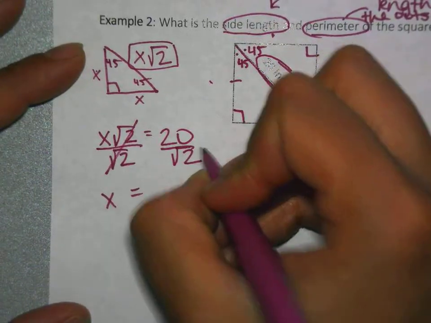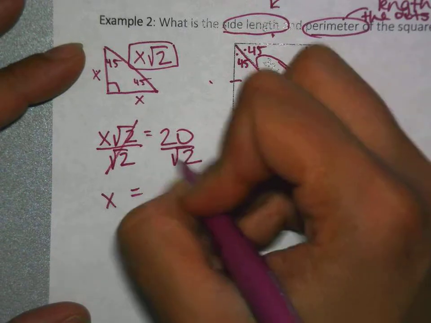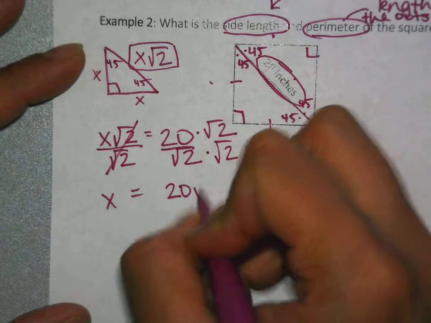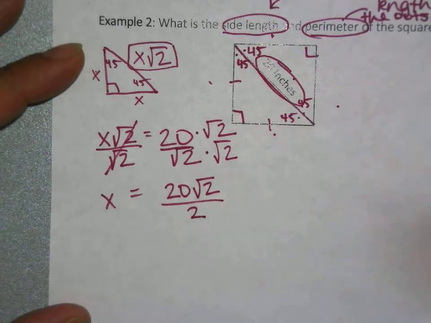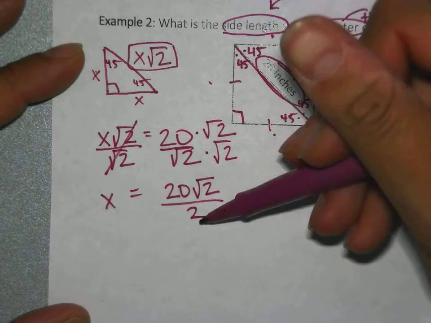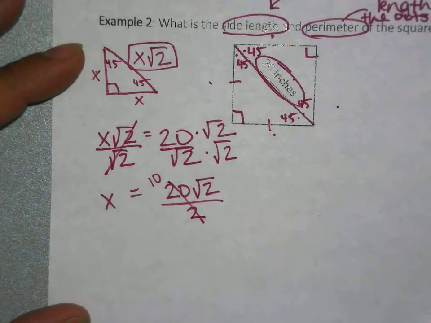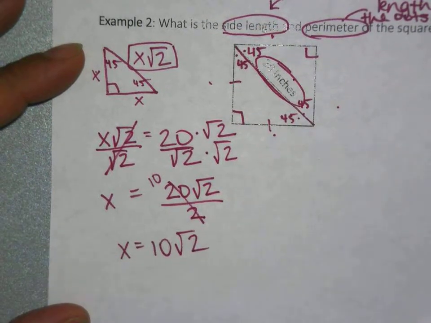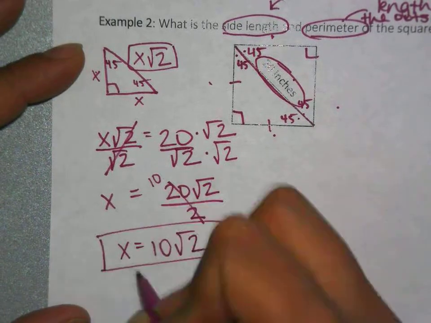We are not allowed to have a radical in the denominator, so I multiply by the square root of 2, leaving me with 20 square root 2 over 2. Now 20 divided by 2 can be simplified to 10. So I now have 10 square root 2. So this will be my side length.